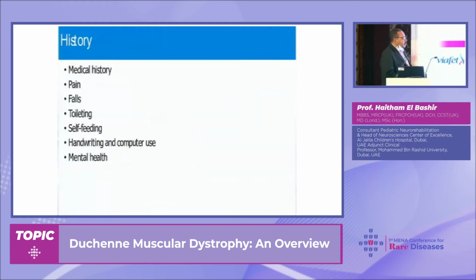So when you see a child with Duchenne muscular dystrophy, what we normally do, obviously, is go through the medical history and investigation, and genetic testing to confirm the diagnosis. In addition to that, I always ask about pain. These children can have a lot of pain, especially at night, because they cannot move sometimes or turn over. They can have small, frequent falls. Toileting can be quite difficult, especially if there is upper limb involvement, as can feeding, and school, especially handwriting. And as I said earlier, their mental health.